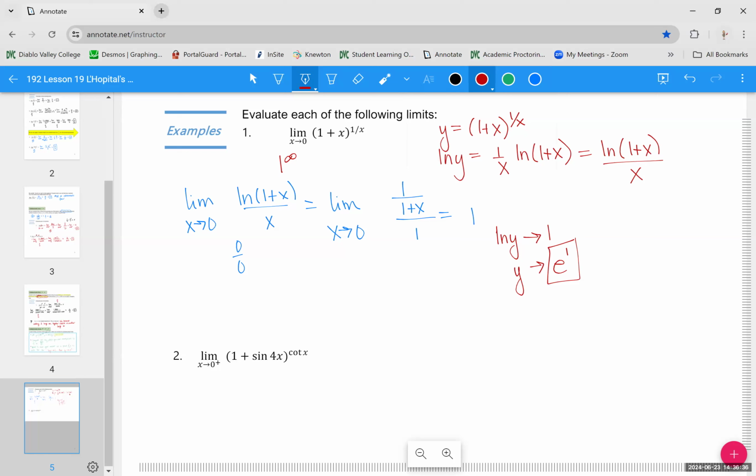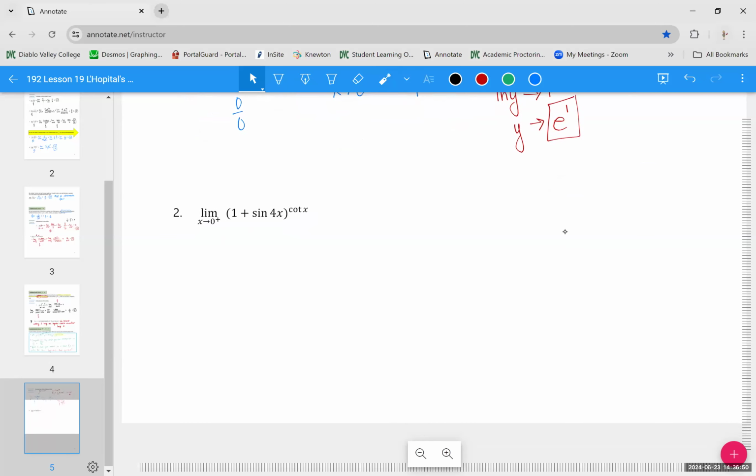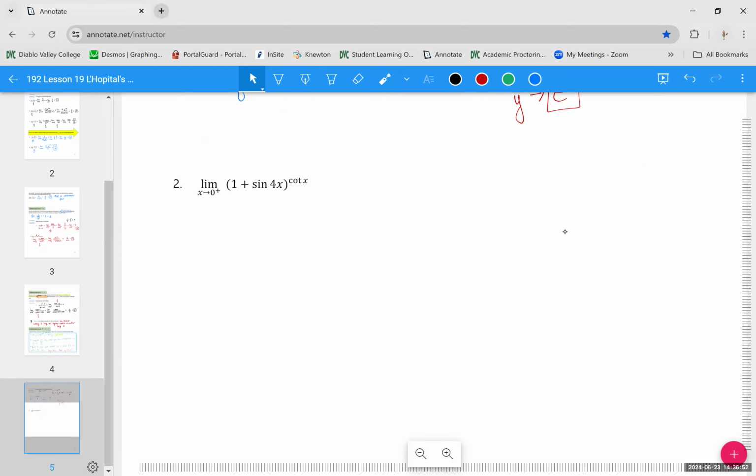And what lesson was it? There was a lesson where we wrote down that, guess what? e is actually a limit, and it is the limit of this, in fact, this function. So there we just proved it. All right, so go ahead and pause the video, give number 2 a try.